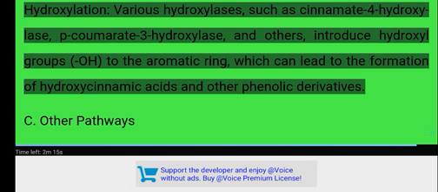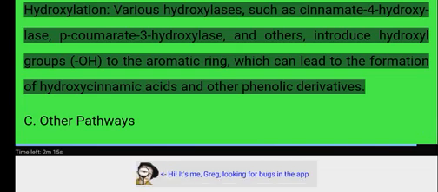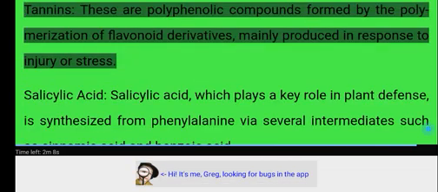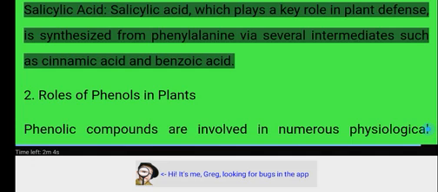Hydroxylation. Various hydroxylases, such as cinnamate 4-hydroxylase, p-coumarate 3-hydroxylase, and others, introduce hydroxyl groups (OH) to the aromatic ring, which can lead to the formation of hydroxycinnamic acids and other phenolic derivatives. C. Other pathways. Tannins. These are polyphenolic compounds formed by the polymerization of flavonoid derivatives, mainly produced in response to injury or stress. Salicylic acid. Salicylic acid, which plays a key role in plant defense, is synthesized from phenylalanine via several intermediates such as cinnamic acid and benzoic acid.